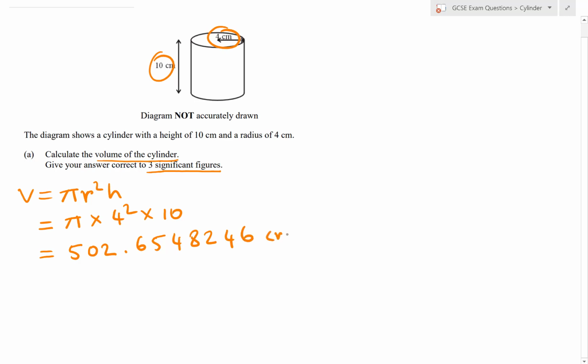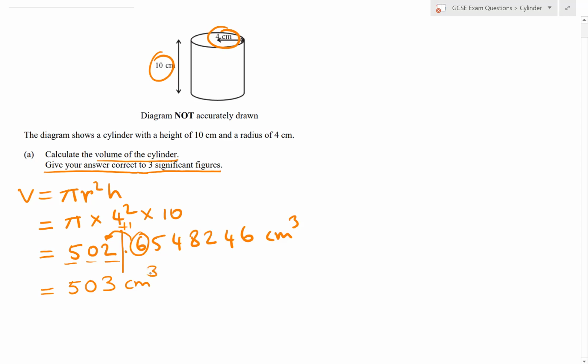502.6548246 centimeters cubed. Now the question just tells you to give your answer correct to 3 significant figures. So let's find the 3 significant figures. 1 significant, 2 significant, 3 significant. We got our 3 significant figures. Now how I usually do it is I just draw the line after 3 significant figures, look at the number after the 3 significant figures, which is 5 or over, therefore I will need to add 1 to this number here. So my answer is going to be 503 centimeters cubed.